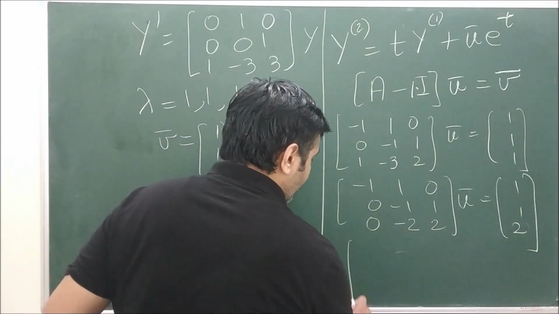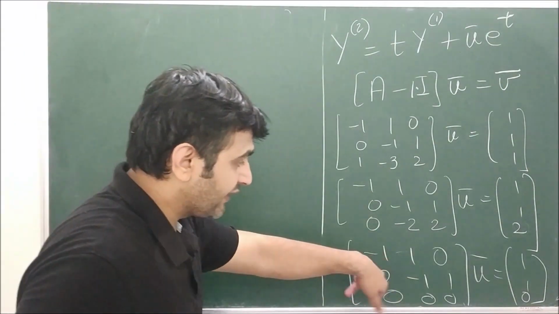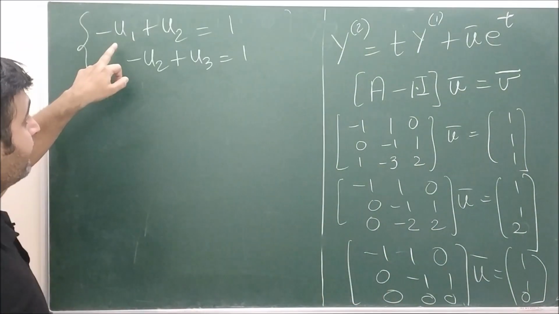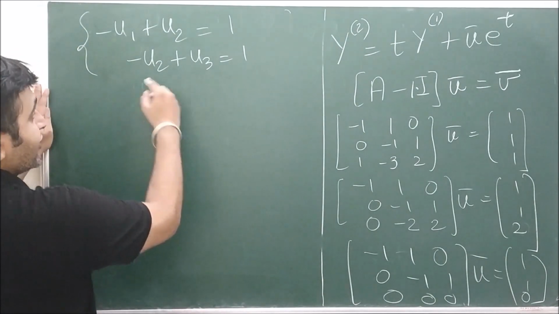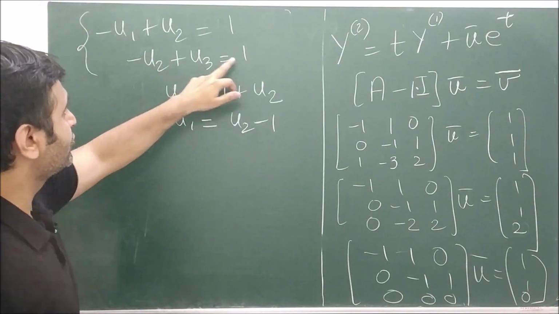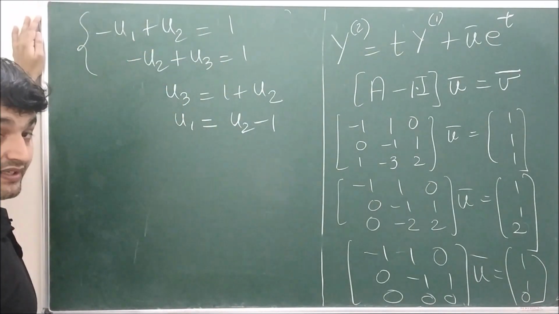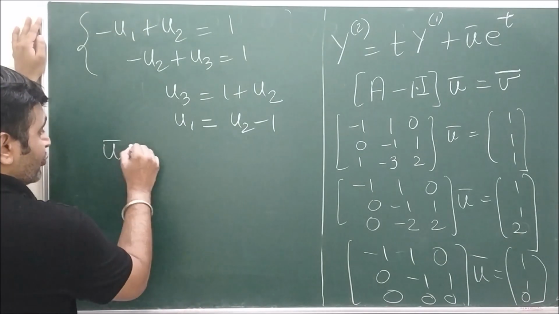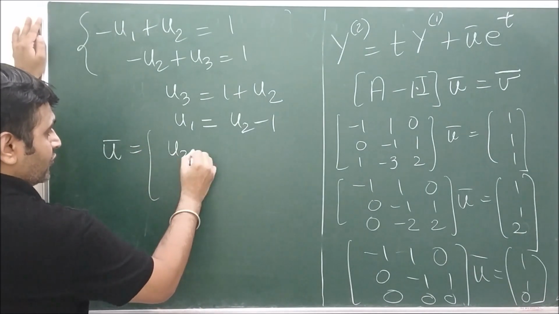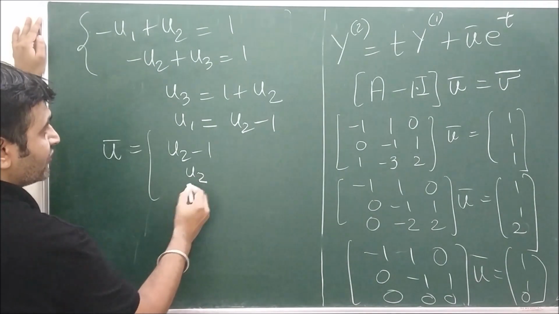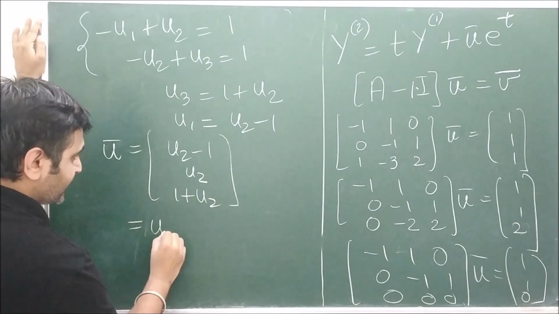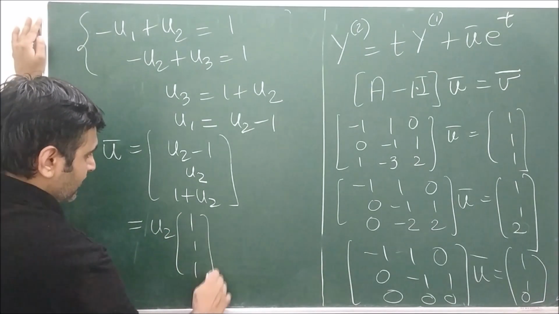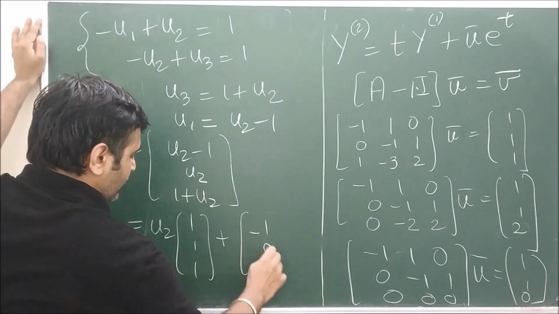So what do I have? This is what I get. Now if you try to solve this system, what do you have? Now if you try to find your u1, u2, u3, what do you get? From the second equation you have u3 is 1 plus u2 and u1 is u2 minus 1. And therefore what is your u bar? Your u bar is nothing but, what is u1? u2 minus 1, u2 as it is. What is your u3? 1 plus u2. And now you can rewrite this as u2 times (1, 1, 1) plus (minus 1, 0, 1).